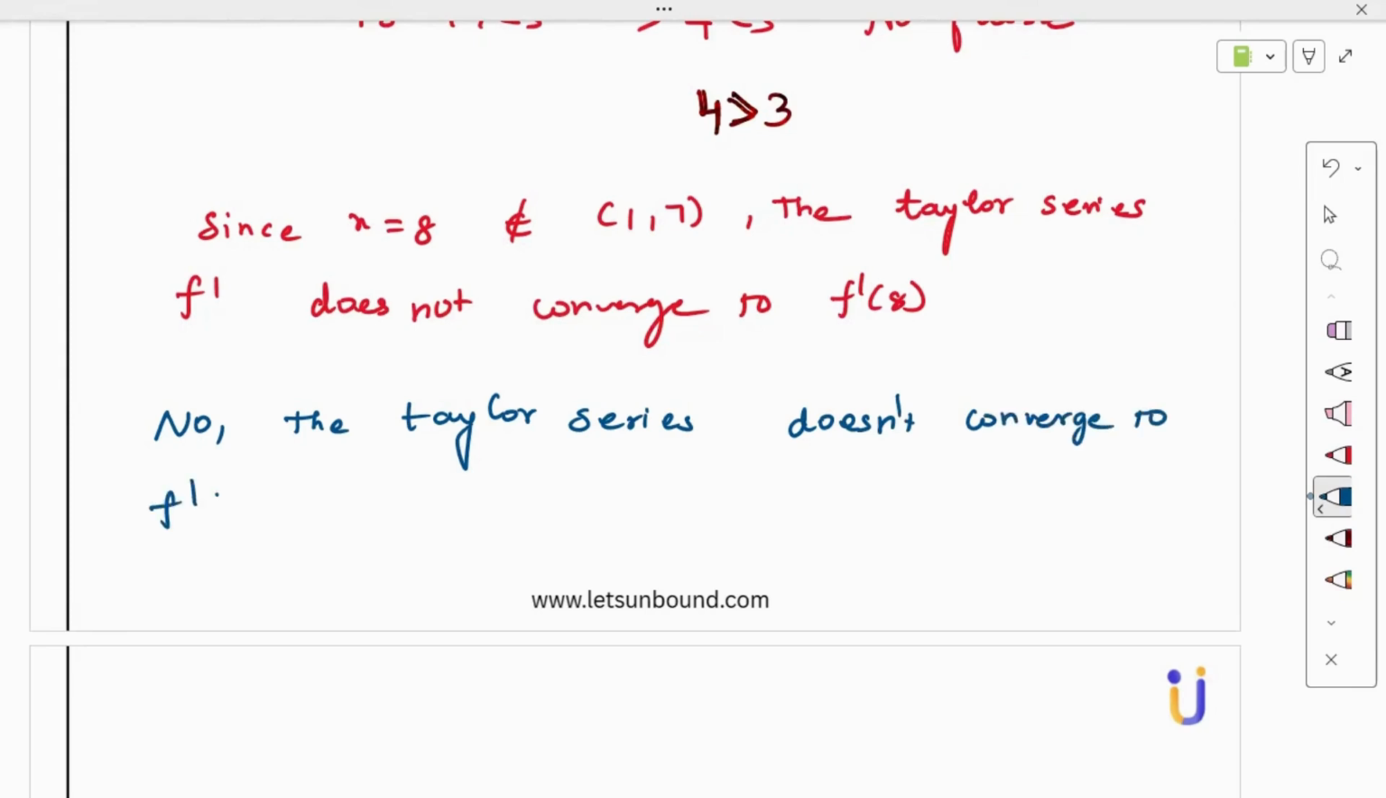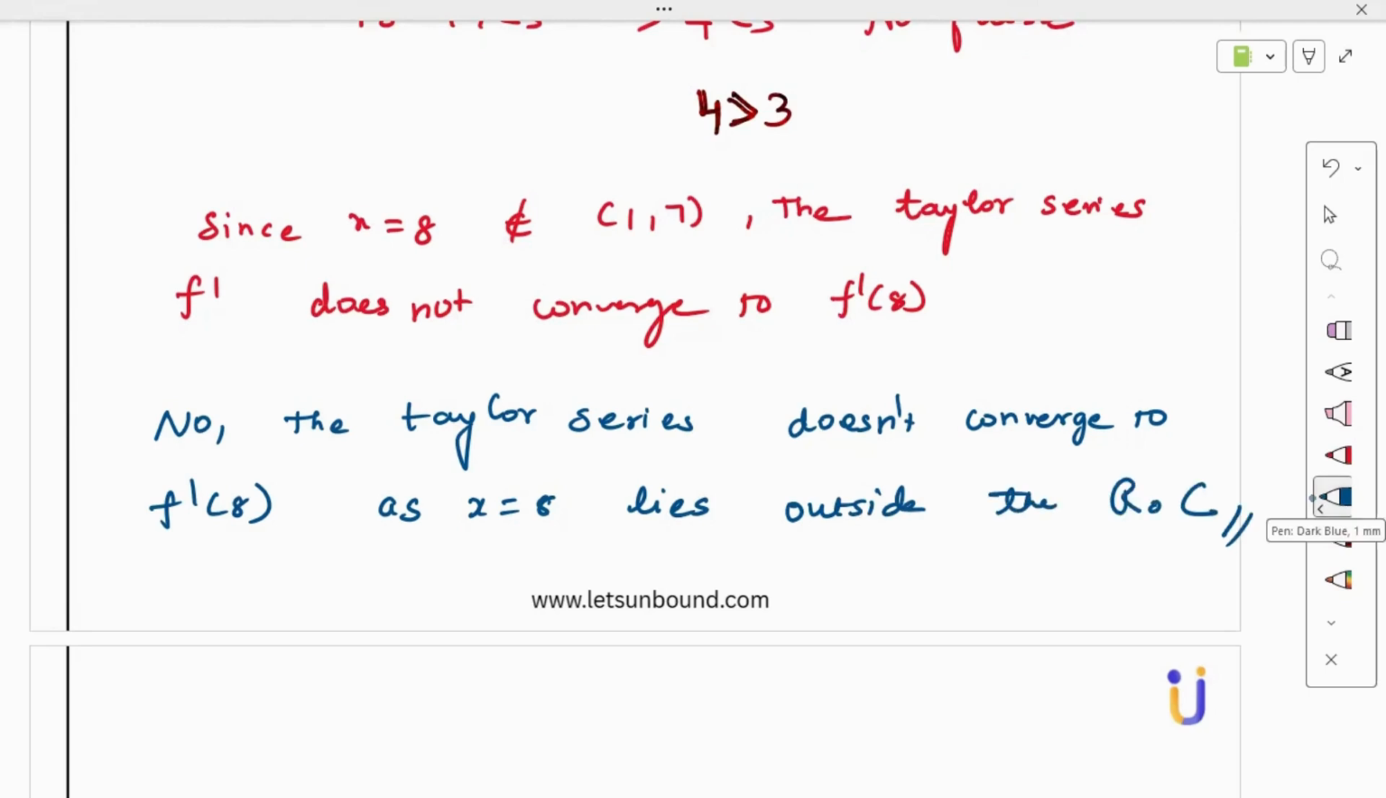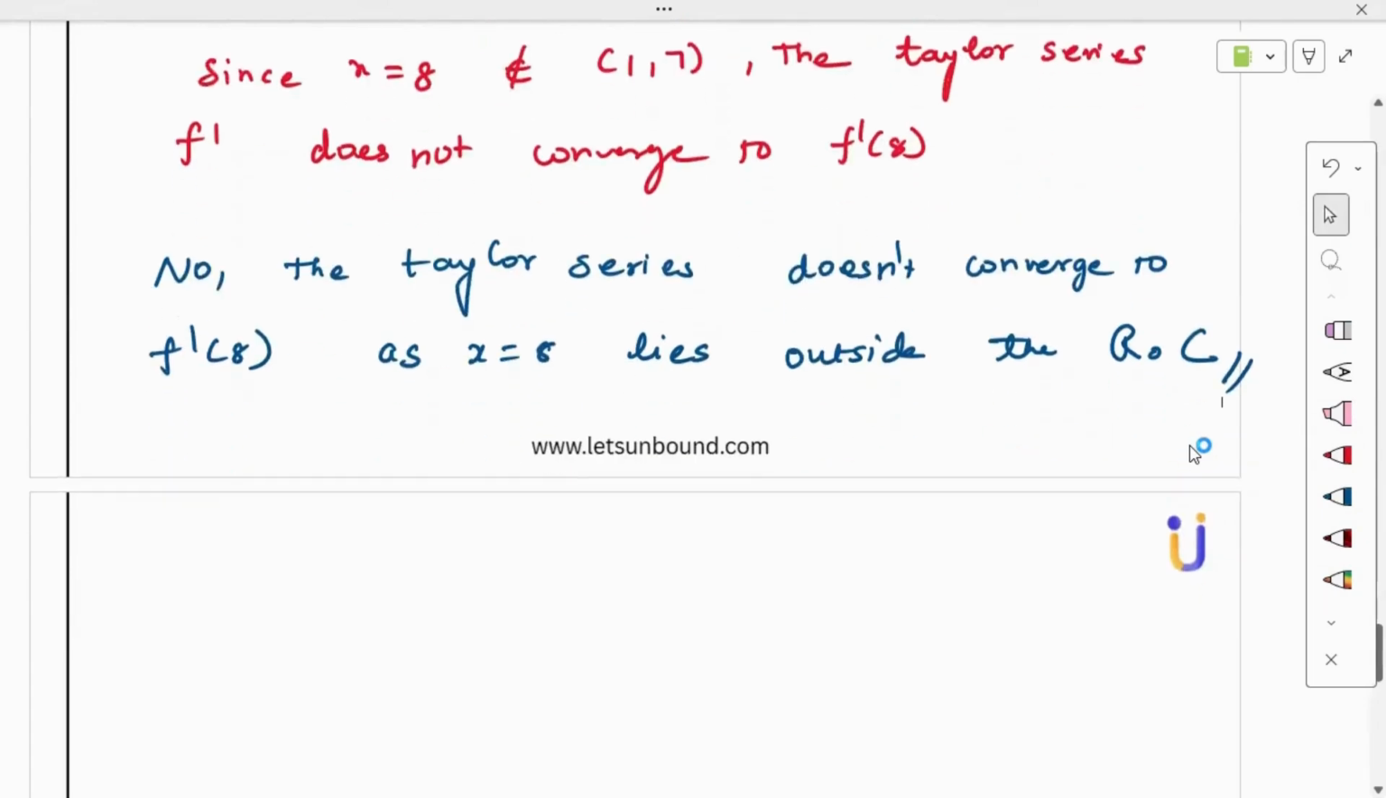Or you can say f prime of 8. When I say f dash or f prime, they are both the same. As x is equal to 8 lies outside the radius of convergence. And that's how we complete this question. I hope all parts are clear here.